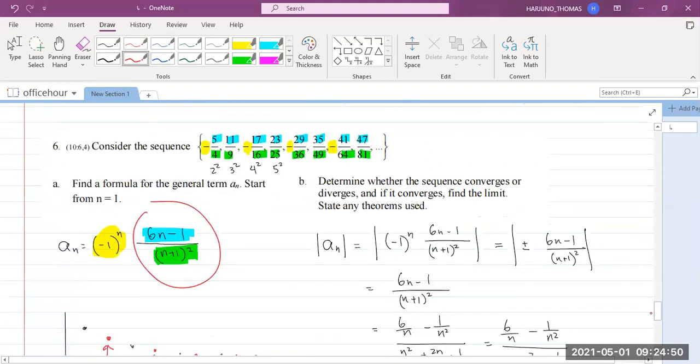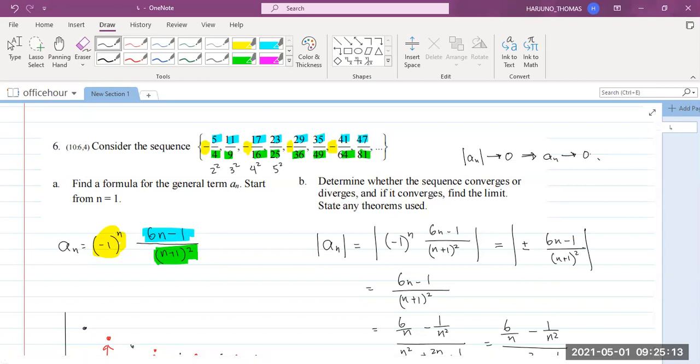So I think the hard part here is more in part A, how to set it up. There are 3 parts there. Now for part B, I can just tell you that you use this theorem here: if the absolute value of the sequence converges to 0, then the sequence itself converges to 0. Okay. Now that gives us something else.